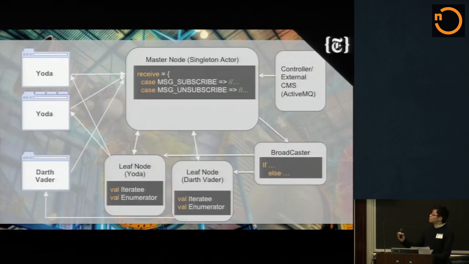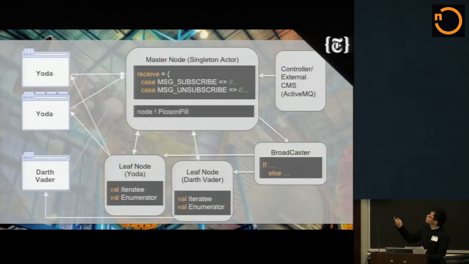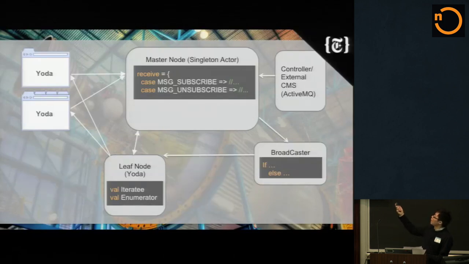So as I said, the master node is sitting there forever, but the leaf node actually has its own life cycle. When a user logs out, let's say DevWaiter in this case, the master node will receive an unsubscribe message, and it will decide, is this the last connection of the user account? If yes, then it will send a poison pill down to the leaf node to kill it. Of course, at the same time, it will release all the resources that have been claimed by this user account. Garbage collected. Everyone happy.